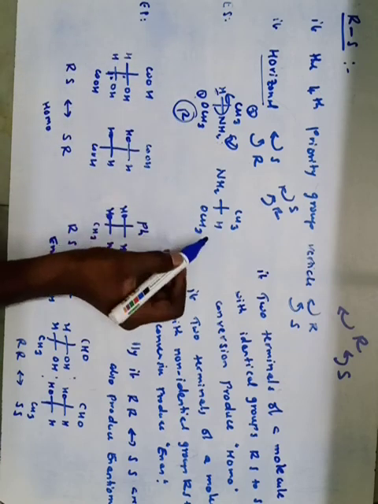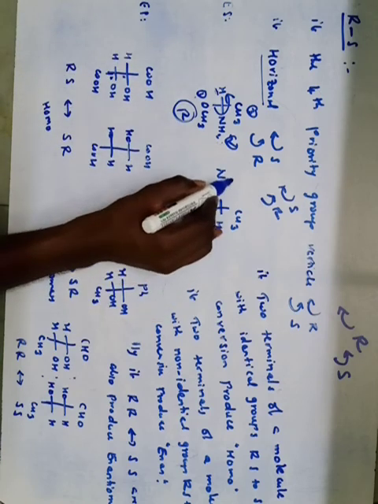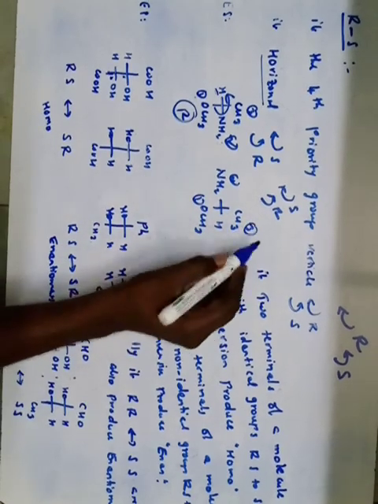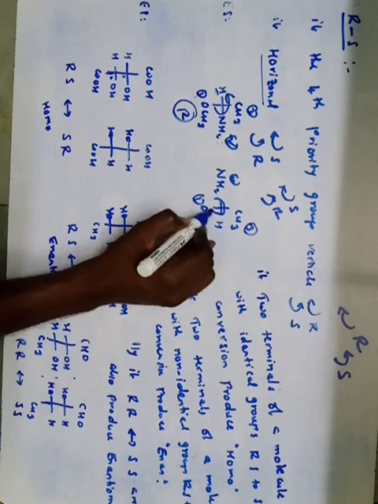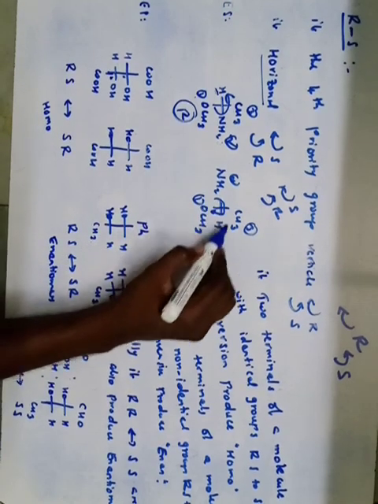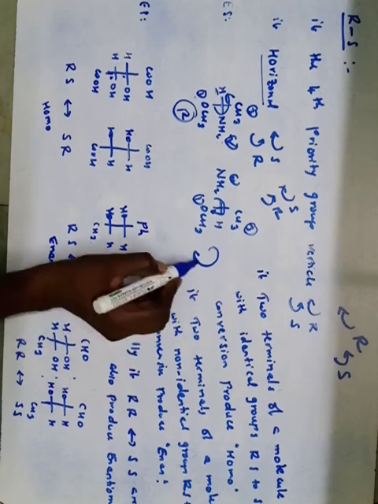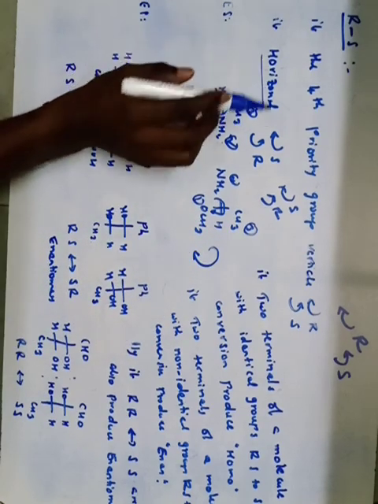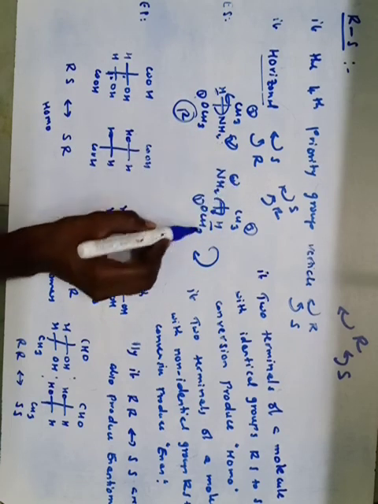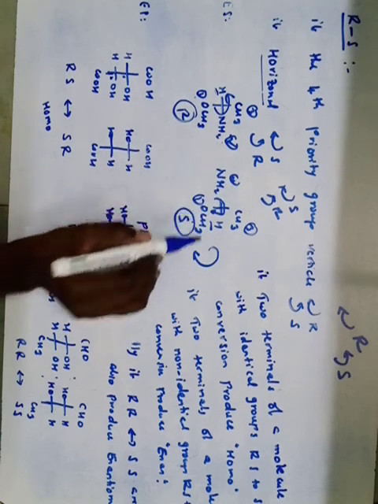Similarly, see this one. If you are given the priorities like this, 1, 2, 3, right? Okay. And it will be clockwise direction. If the fourth priority group is present in the horizontal line, here horizontal line, and it will be a clockwise direction, so it will be S configuration.